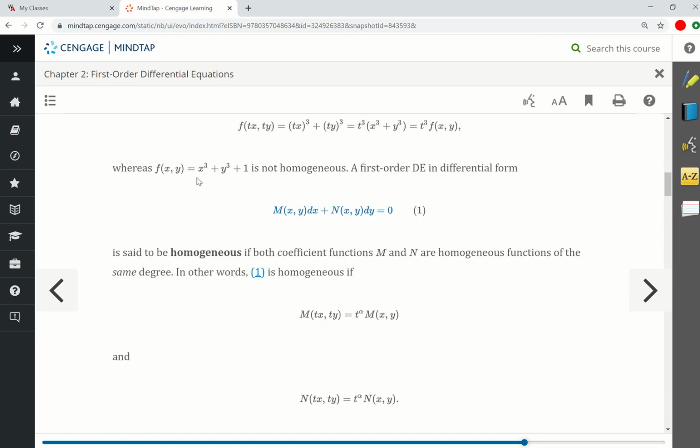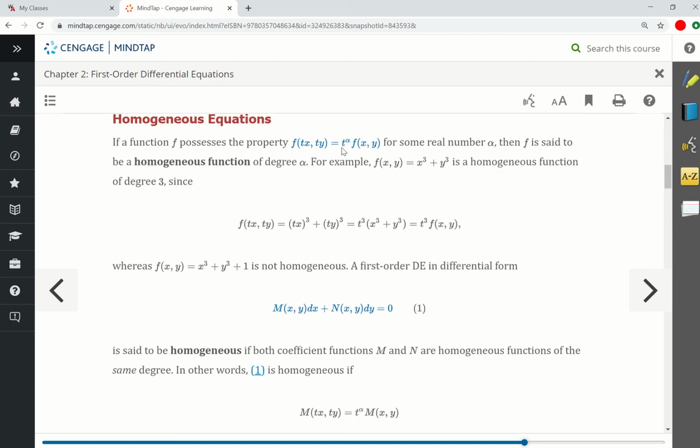However, if we just tweak this one a little bit, if you had the function x cubed plus y cubed plus 1, then this would not be homogeneous. In particular, having that constant of 1 there would prevent that from working. You would try the same test. You'd plug in t of x for x, t of y for y. You would get t cubed x cubed plus t cubed y cubed, but the plus 1 would not have any power of t with it, so we would not be able to factor out any common power of t and recover the original function.